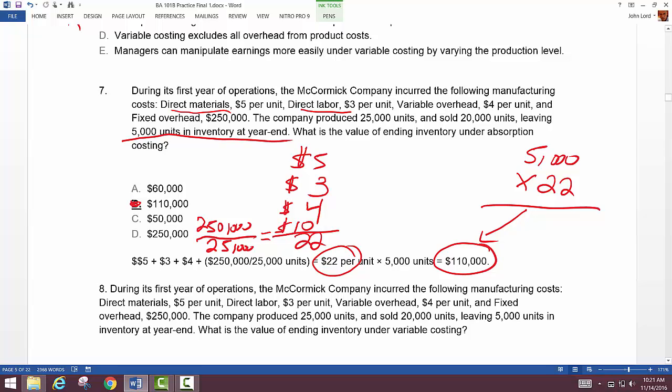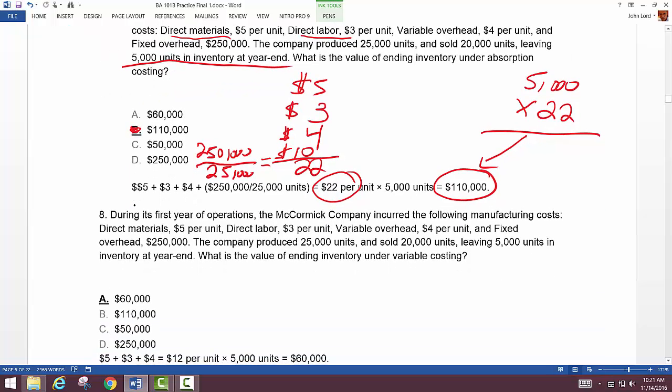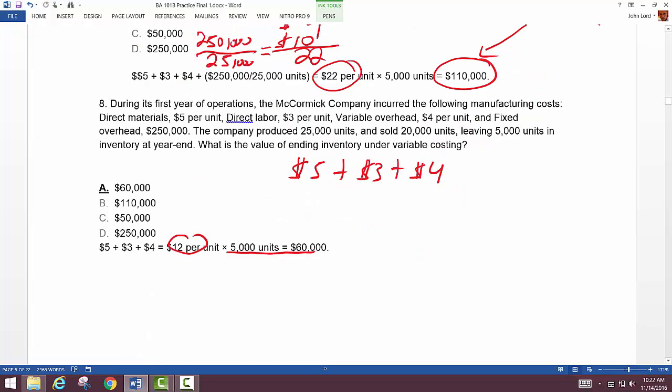Okay. Now what happens? Notice we give you one here where you can compare the two. If we're doing variable, are we going to pick up this 5? We're going to pick up the 5 for the materials. Got to pick up the labor, which is $3. Got to pick up the variable overhead, right? How about that fixed? Don't pick it up under that method, right? So what do we get? $12 now, times the 5,000 units in ending inventory is 60,000.